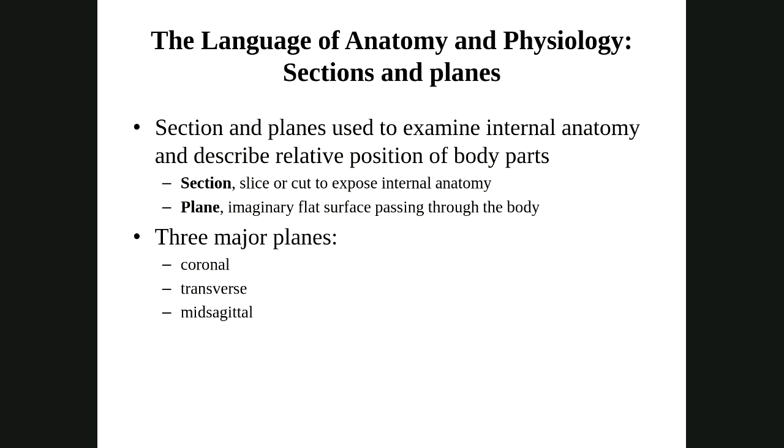Now, here's where we talk real quick about planes and sections. We like to divide the body in anatomy, and chop it up so that we can look at it in different views. So these planes and these sections are the ways that we describe these different views. I tend to call them the same thing. A section is a slice or a cut that exposes internal anatomy, and a plane is the imaginary surface passing through the body. But the true term that we should use is a plane for what we're about to talk about.